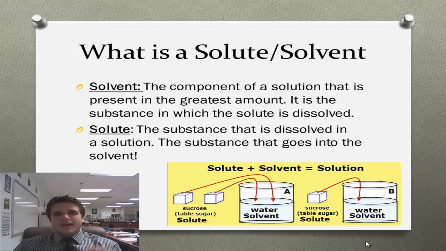V in the alphabet comes after U. You can think of it that way, T-U-V, okay? So U goes into V, all right? So solute goes into solvent, okay? Solvent is greater in quantity and the solute goes into it, okay? The solute is what gets dissolved, okay?